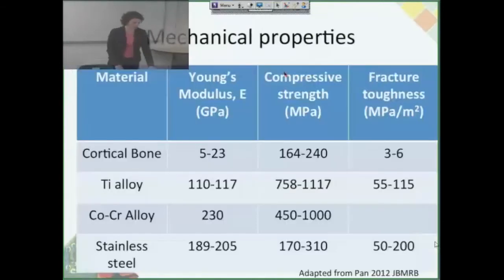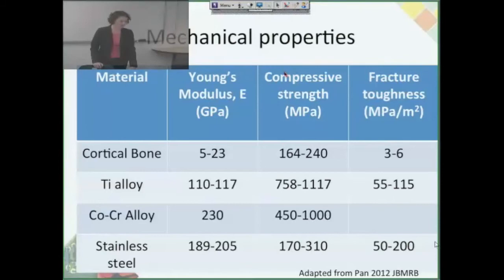So if we look at the Young's modulus of the common metals in orthopedic implants, bone is at the top there. It has a Young's modulus of 5 to 23 gigapascals, and that's actually really high, but titanium, all of these ones are a lot higher. Titanium is a lot lower than cobalt alloys and stainless steel, but it's still higher. And so that's why you can have stress shielding for any of these.